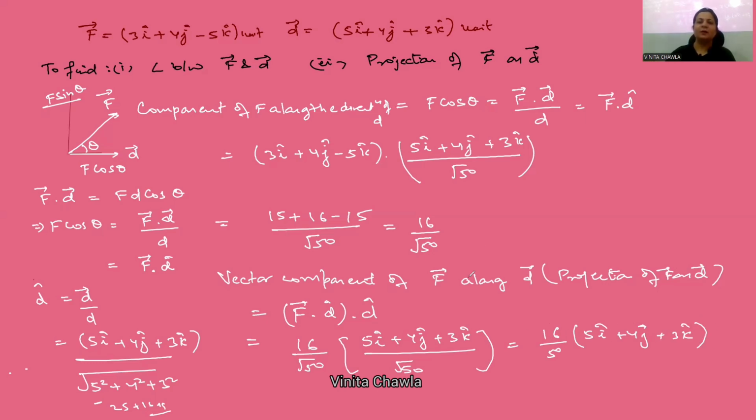This is 8 by 25. So we can write 8 by 25 times the bracket 5i cap plus 4j cap plus 3k cap. This is the answer.